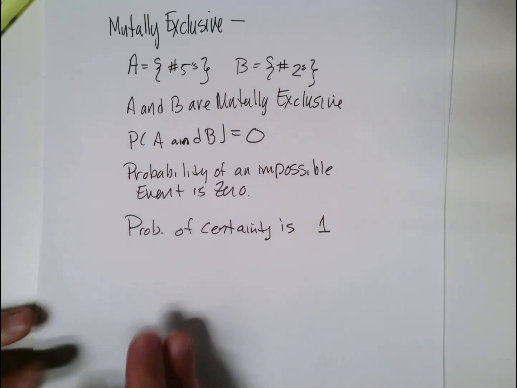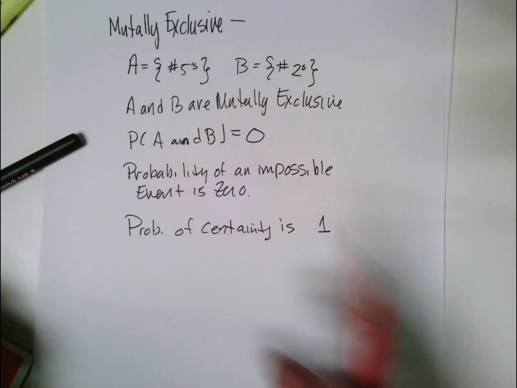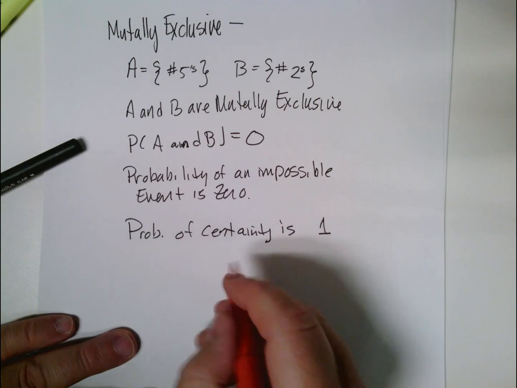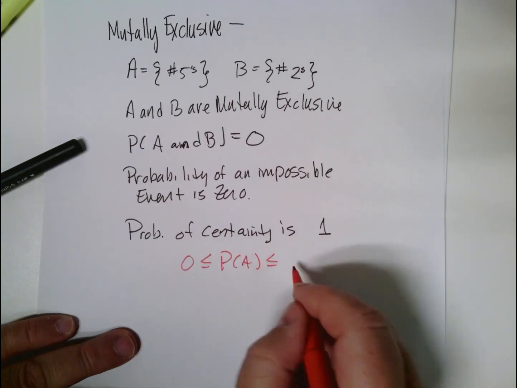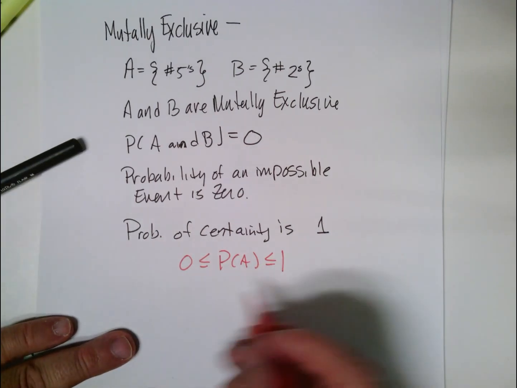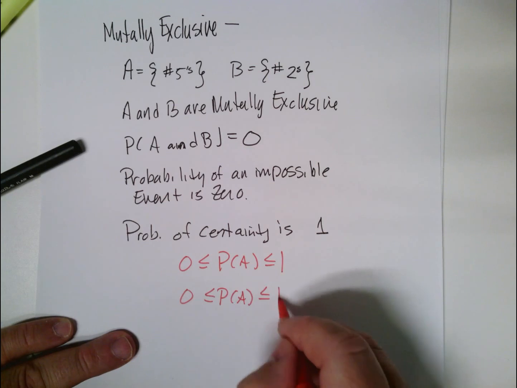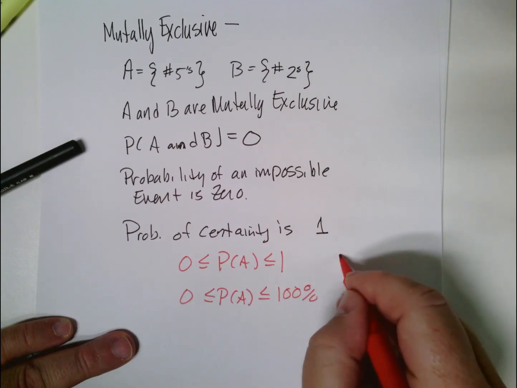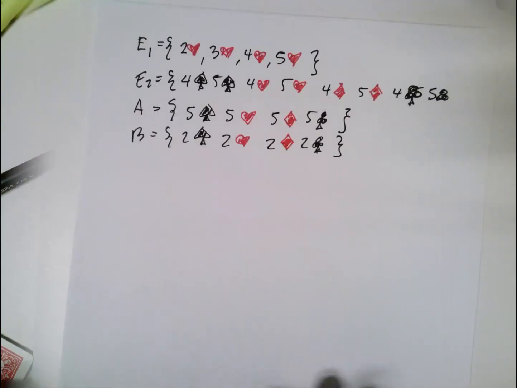Okay, now I've been saying these things all along, but also recall that anytime we're talking about probabilities, any probability of any set has to be between 0 and 1. That always is the case. And we can write probabilities also as percentages. So another way to say this would be to say that it's between 0 and 100%, because 1 is equal to 100%. Okay? Right, so we're going to do some problems with mutually exclusive and not.